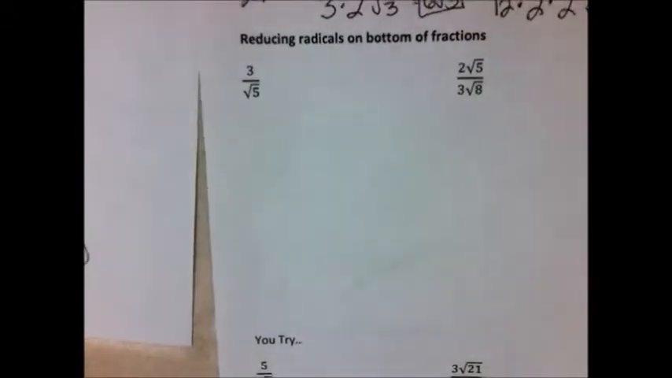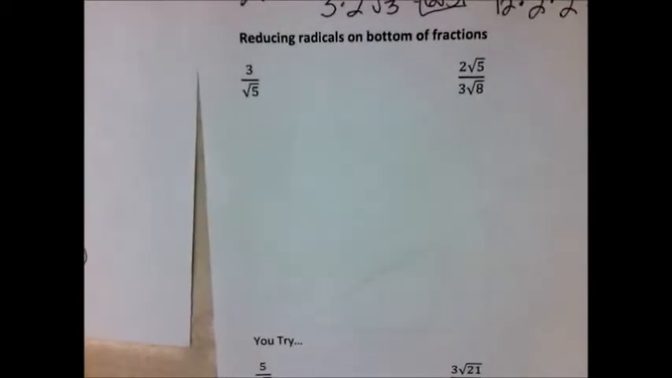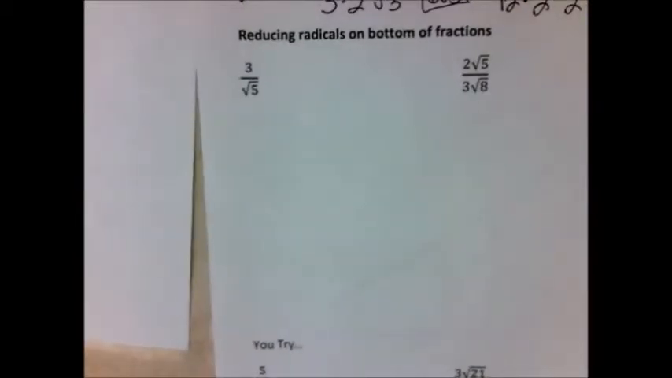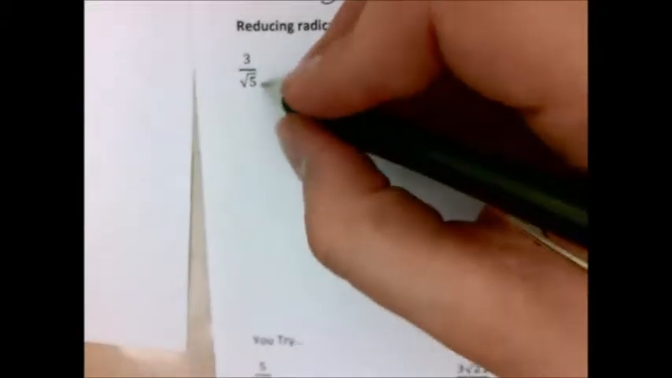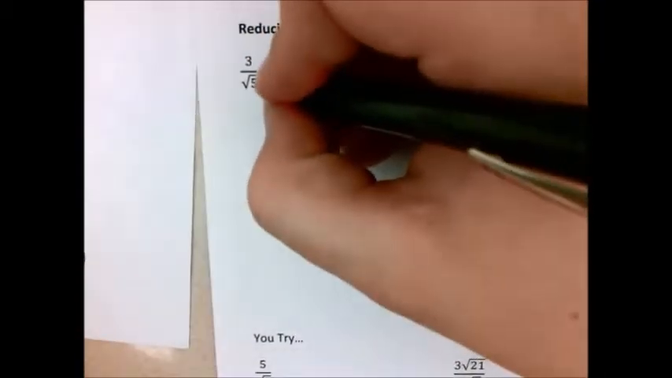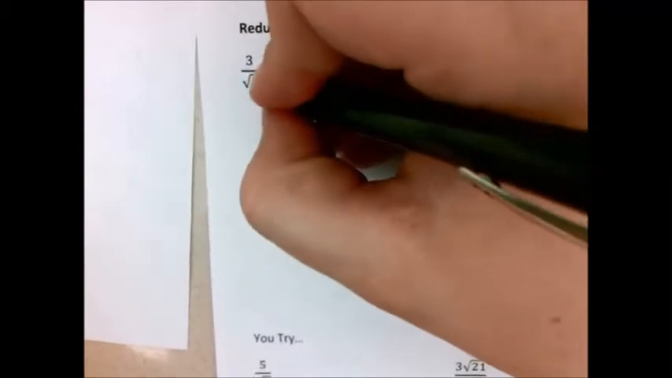Alright, sometimes we have radicals on the bottom of fractions. Now, it's improper to leave them like that. So I'm going to teach you guys how to get rid of that. What we're going to be doing is multiplying the bottom and the top by the radical that we're trying to get rid of. So in this case, we're trying to get rid of the square root of 5 on the bottom. We're going to multiply by square root of 5 on the bottom. But what we do to the bottom, we also have to do to the top.